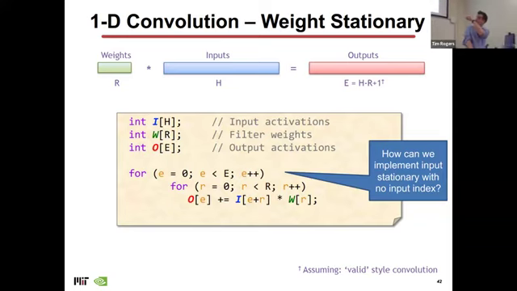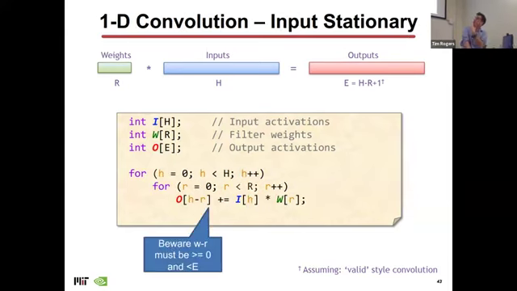Remember here, I was walking over E, which is the output, in the outer loop, and then I'm walking over R, which is the weights, in the inner loop. I'm going to change it such that I walk over R in the inner loop. So now I'm walking over the weights in the inner loop. And in the outer loop, I'm going to walk over the activations, and I'm going to keep the activations constant. Okay, so H is now constant inside that inner loop.